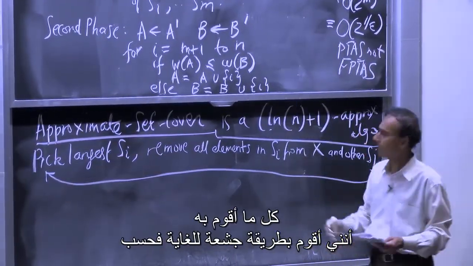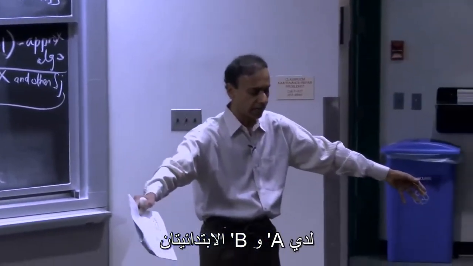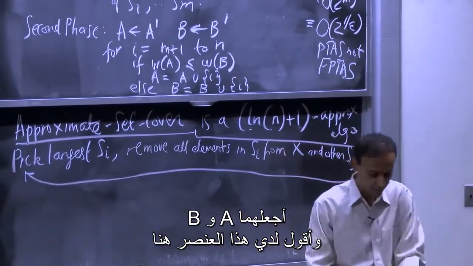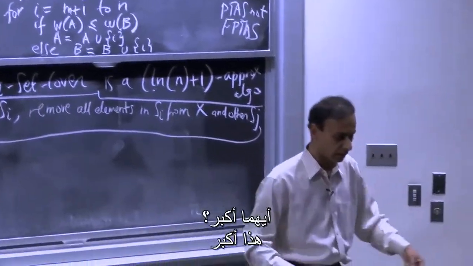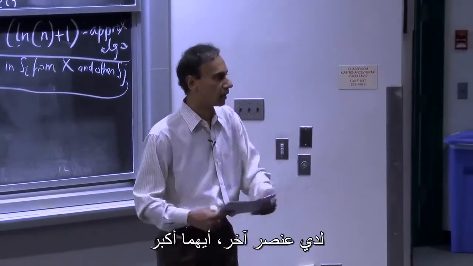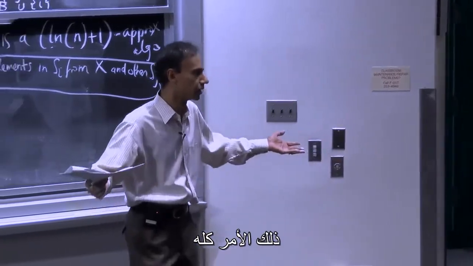All I'm doing here is I'm just going in a very greedy way. I got my initial A prime and B prime. I set them to A and B, and I say, oh, I got this element here. Which one is bigger? This one is bigger. I'm going to put the element over here. And then I look at it again. Got another element. Which one is bigger? And I go this way, that way. That's pretty much it. Right?